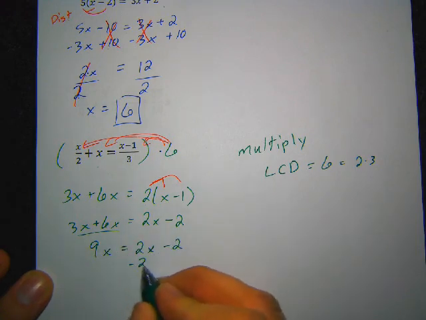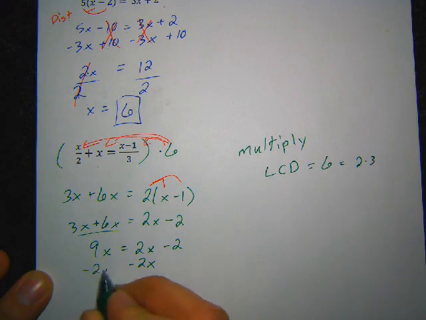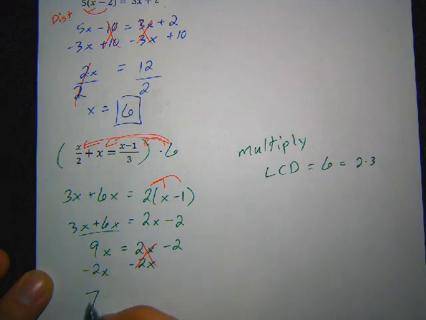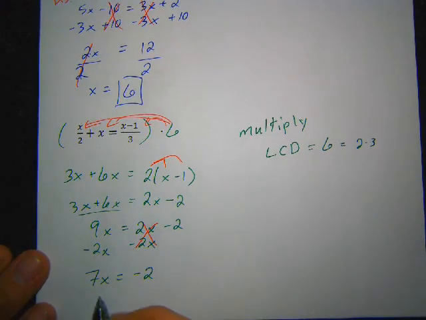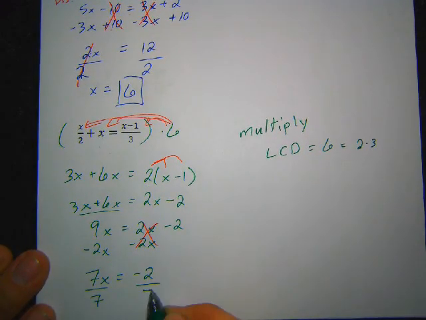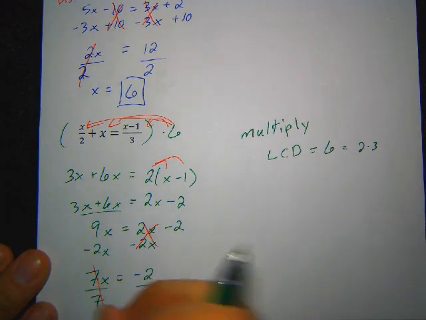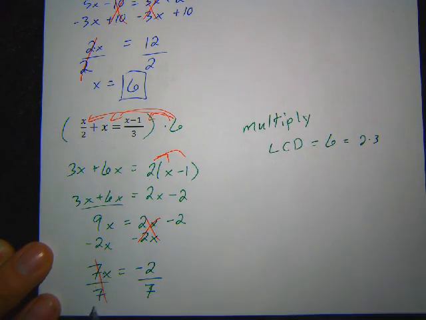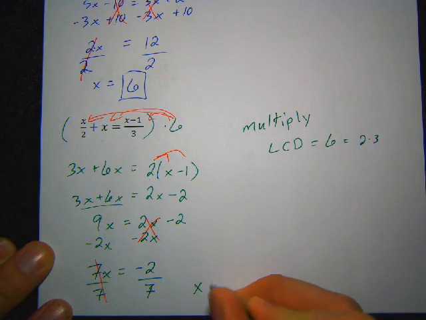Now I'm going to subtract that 2x on both sides, to get rid of this 2x, trying to get all these x's together on the same side. 9 minus 2 gives me 7x equals negative 2. Here I want to get rid of the 7, so I'm going to divide both sides by 7. I'm undoing multiplication with division. So my final answer for this one is x equals negative 2 sevenths.